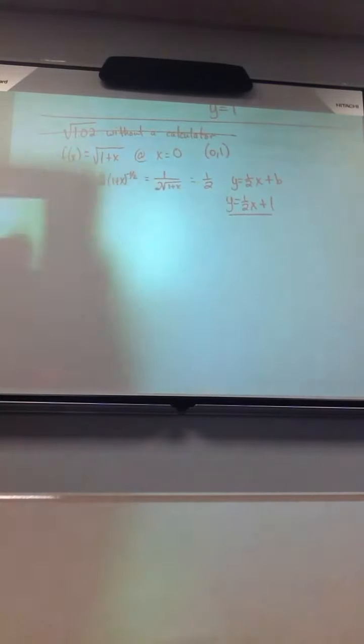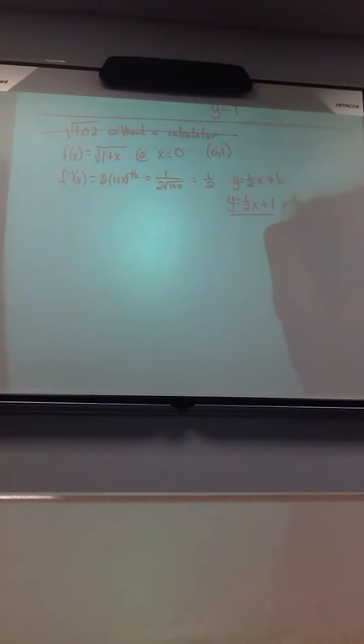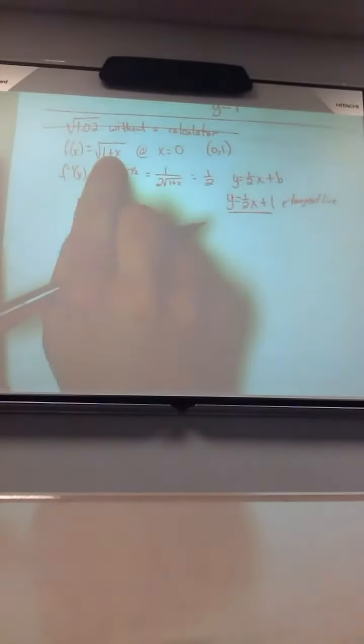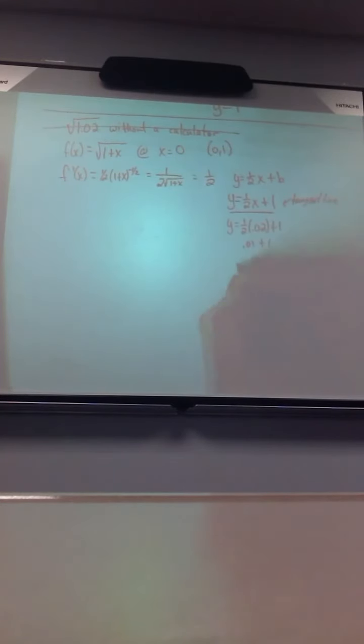Does that help a little bit? Mhm. So now this is my equation of my tangent line. But since I'm only 0.02 off from 0, then I can just plug in 0.02 for x here. 1/2 times 0.02 plus 1. 1/2 times 0.02 is 0.01 plus 1. So I get 1.01.